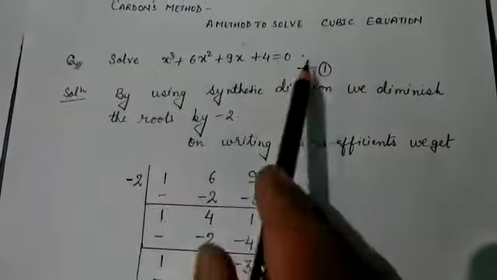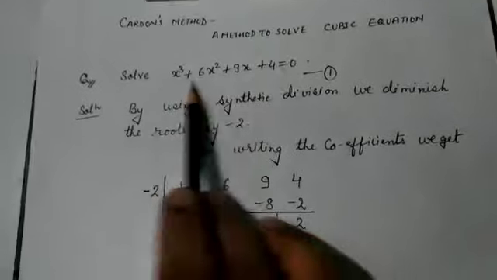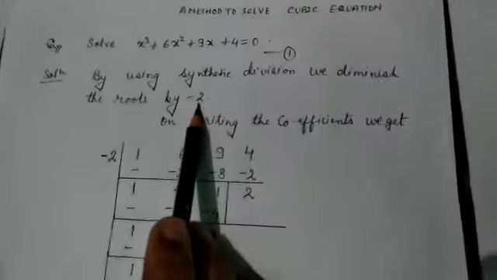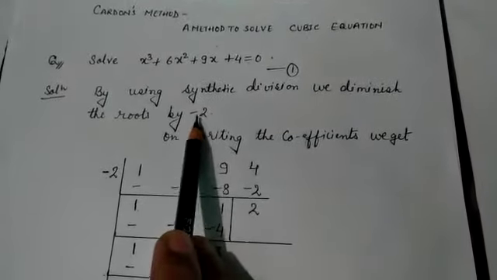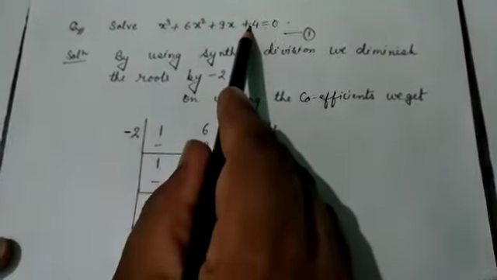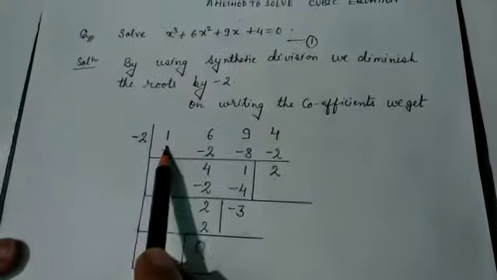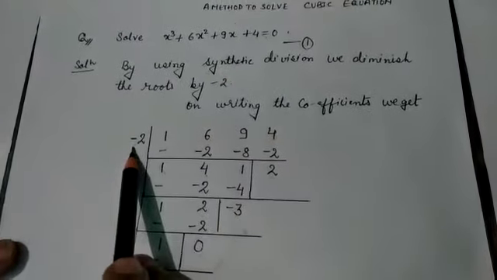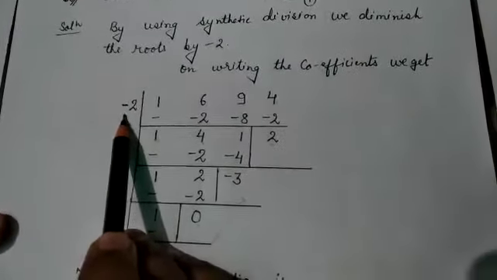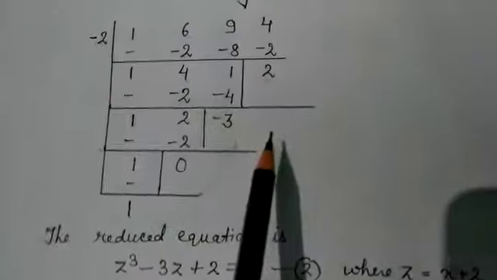Now we come to the question. We'll take it to be question number 1. And here we have used synthetic division and we have to diminish the root by minus 2. We'll write the coefficients of the cubic equation 1, 6, 9 and 4, and the value of h we have found to be minus 2. So again we'll do the same process.